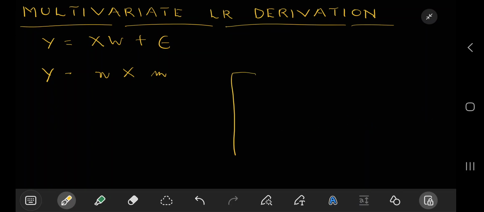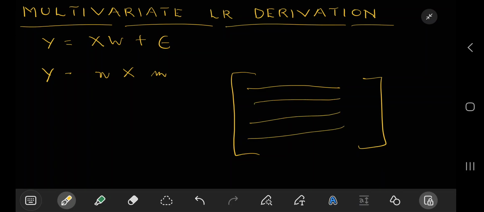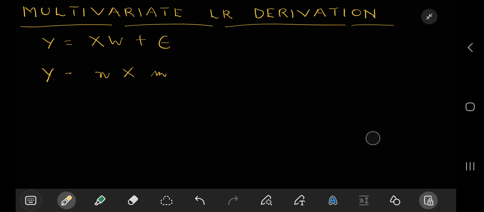So the y matrix will look like this. It will have n different rows denoting n different data points, and each of these rows will contain m features, that is y1, y2 up to ym. Understood? Okay. So y is an n by m matrix.